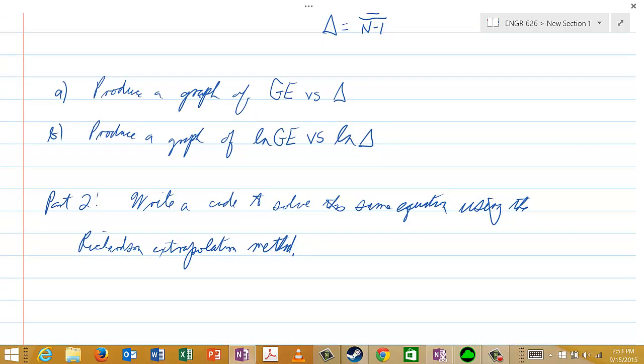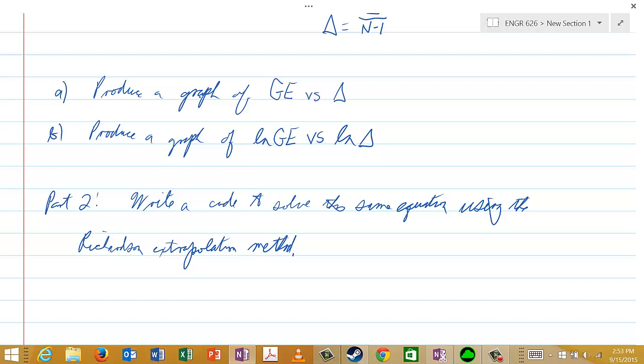The first time through the loop, you'll choose delta equal to some h. Then the second time through the loop, you will choose n so that delta is equal to h over 2. And then the next time through the loop, you'll choose n so that delta is equal to h over 4. And next time through the loop, choose n so that delta is equal to h over 8, and so on.